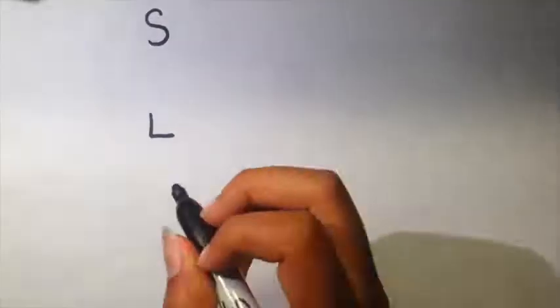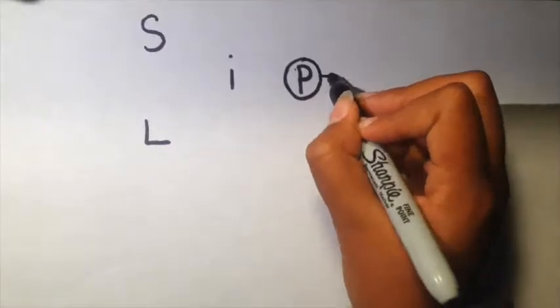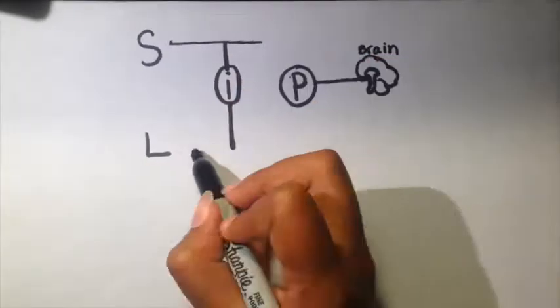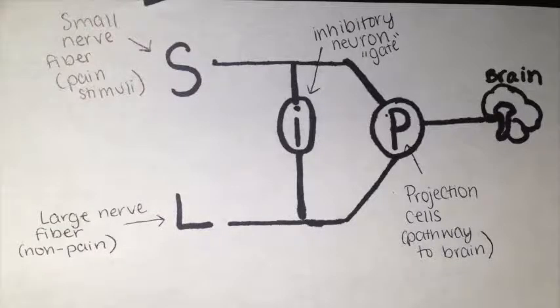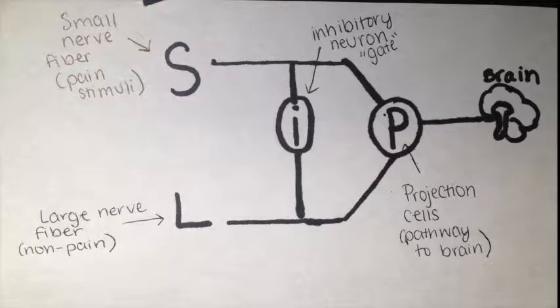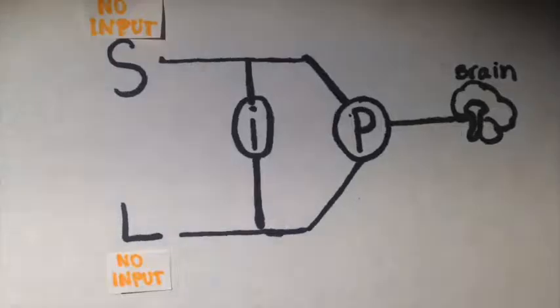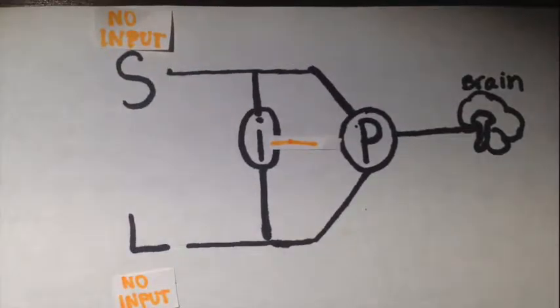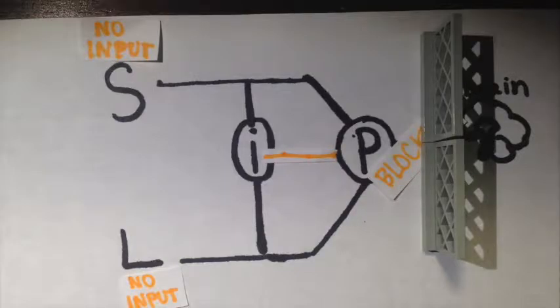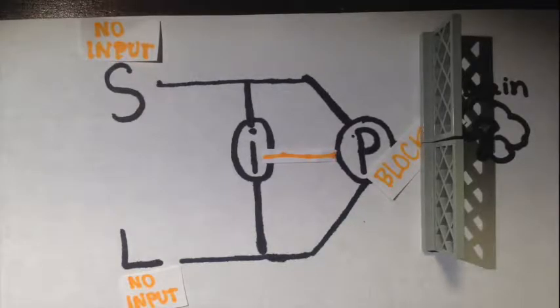This diagram represents the gate control theory. You can see that the S represents small fibers carrying pain signals, while the L represents large fibers carrying non-pain signals. The I is the inhibitory neuron, which pretty much acts as the gate. The P is the projection cells, which are the pathway to the brain. When no input comes in, the inhibitory neuron stops the projection cells from sending any signals to the brain, and so the gate is closed.